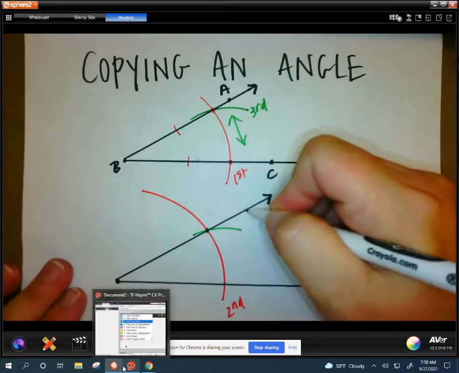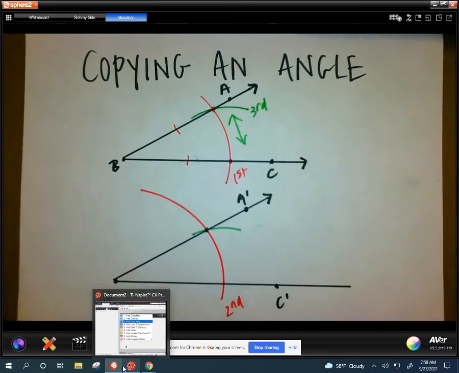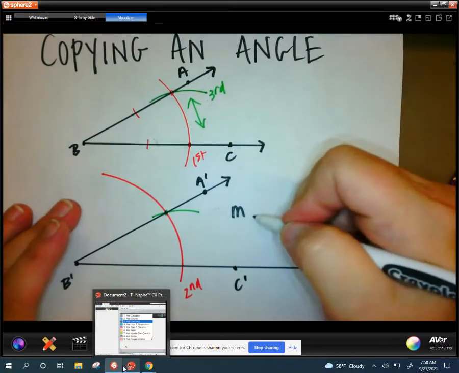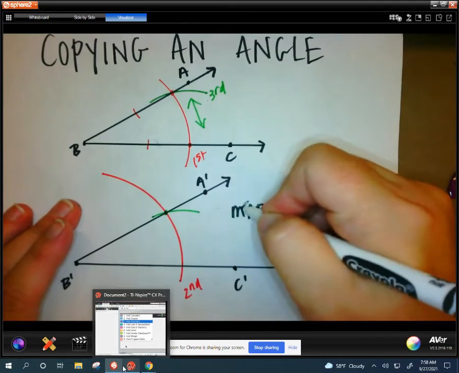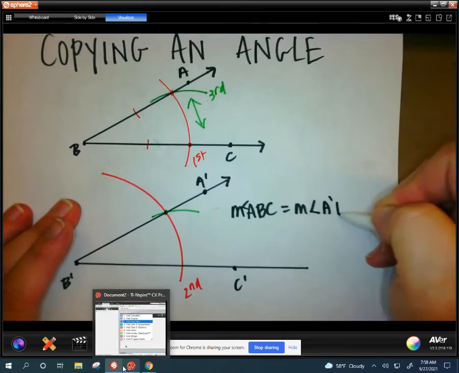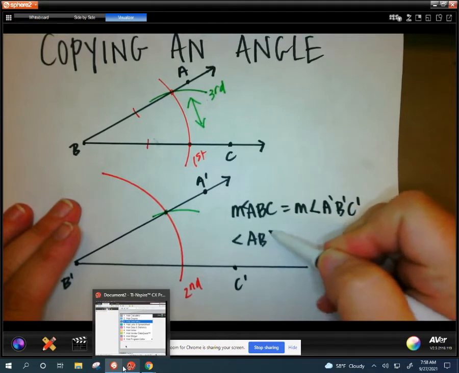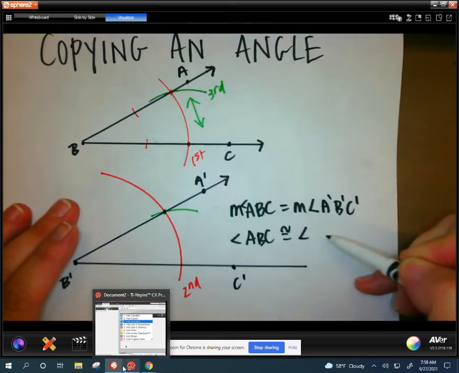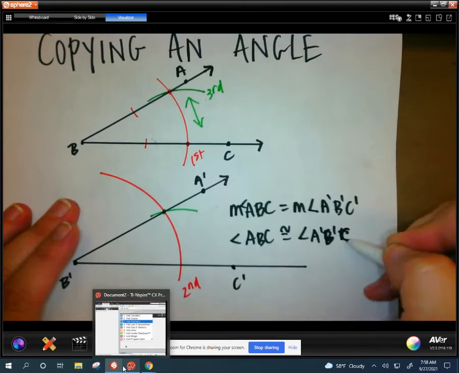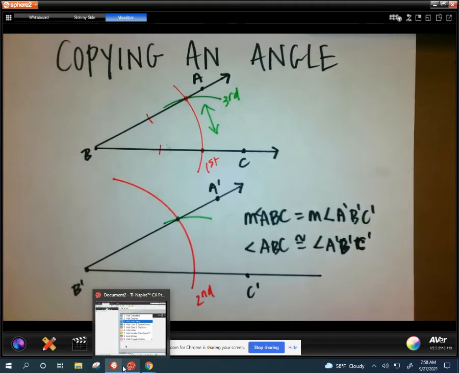And now I can put a point A prime on here. I can put a point C prime on here. And I can say that the measure of angle ABC is equal to the measure of angle A prime, B prime, C prime, or I can say angle ABC is congruent to angle A prime, B prime, C prime. Sorry about that. There we go. So that is the construction for copying an angle.